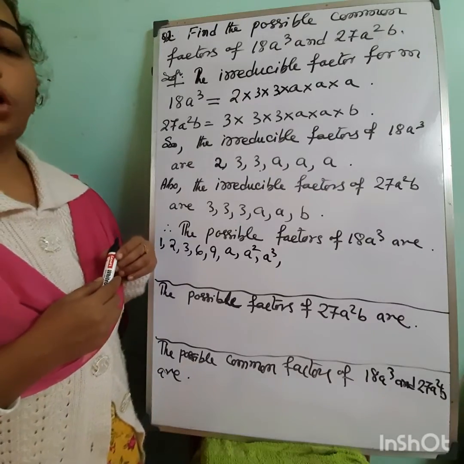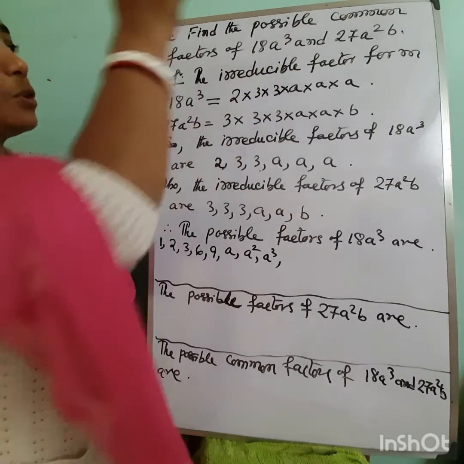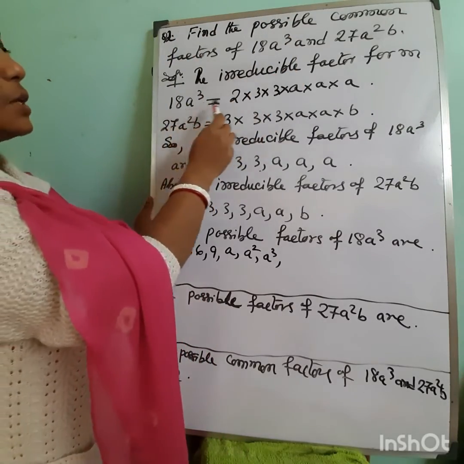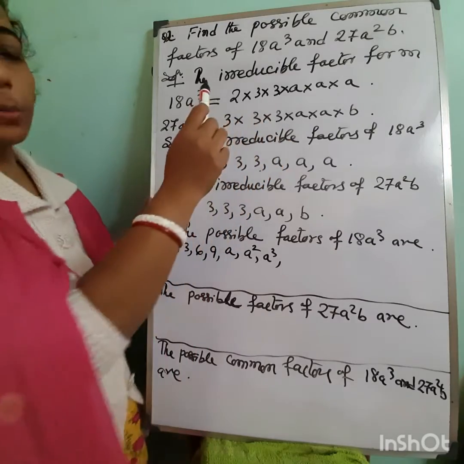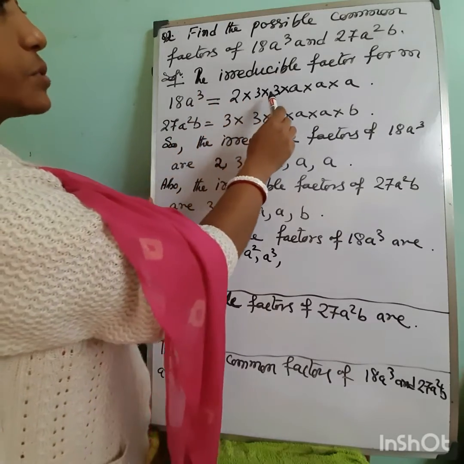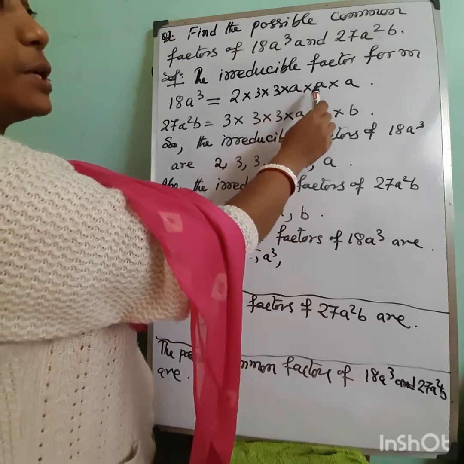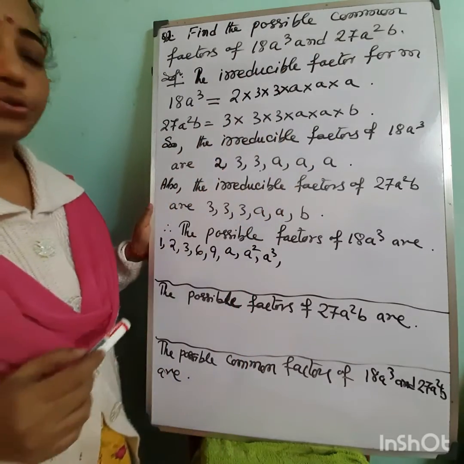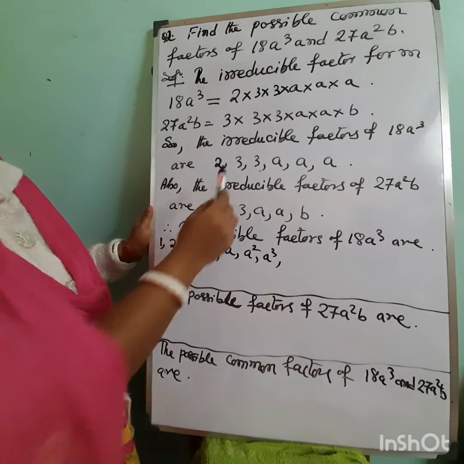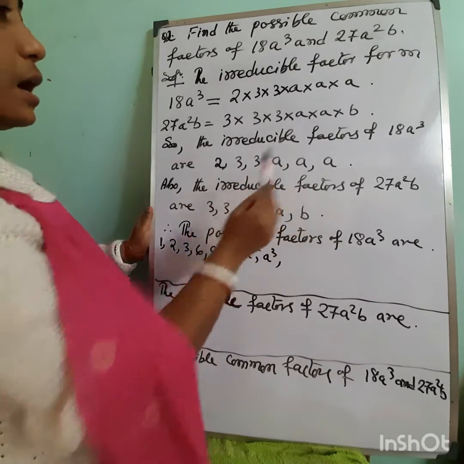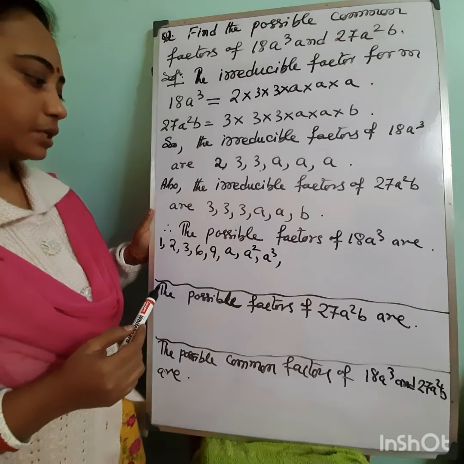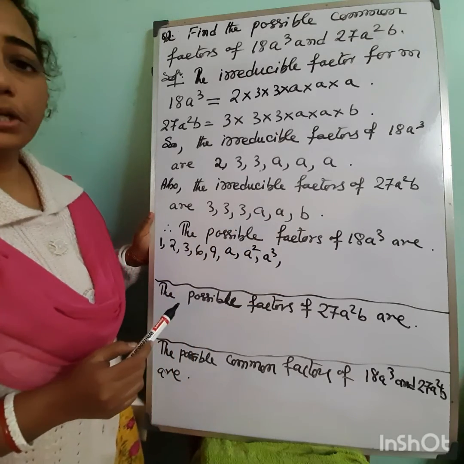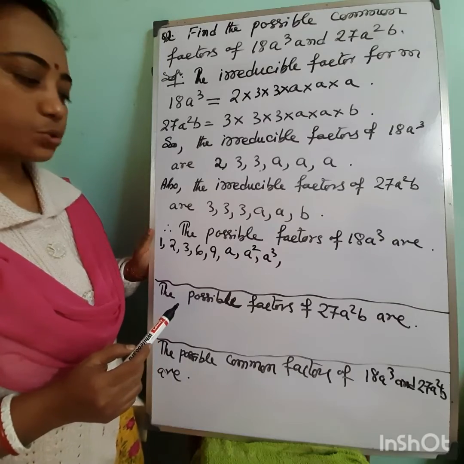Find the possible common factors of 18a cube and 27a square b. The irreducible factors of 18a cube, which we found in the previous problem, are 2 multiplied by 3 multiplied by 3 multiplied by a multiplied by a multiplied by a. Similarly, 27a square b is also written like that. So here 2, 3, 3, a are the irreducible factors of 18a cube, and 3, 3, 3, a, a, b are the irreducible factors of 27a square b.